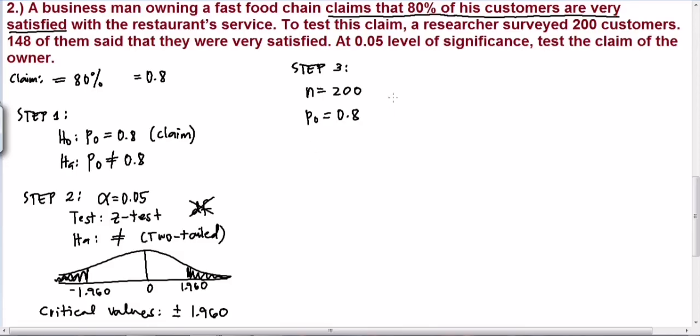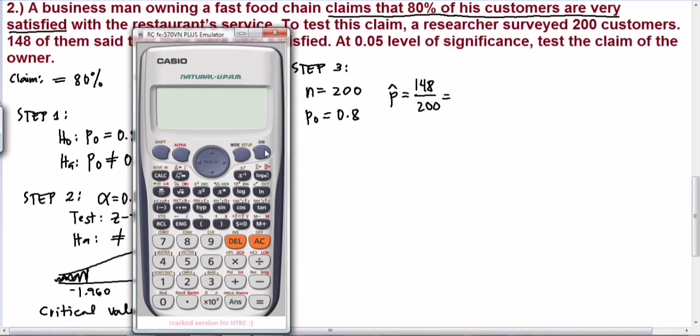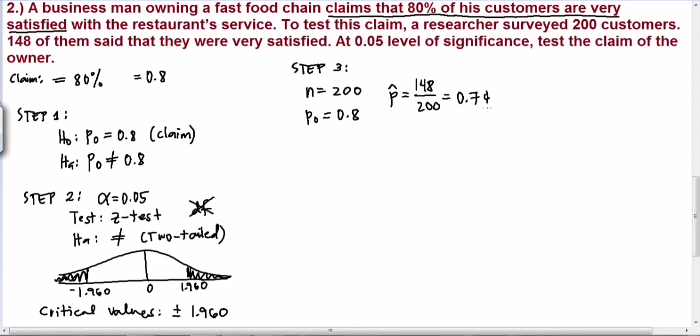And then, yung P cup natin, or yung sample proportion. So, 148 of them out of 200 said that they are very satisfied. Yun yung sample proportion. Okay? So, 148 out of 200. Ayan. Okay? So, kunin lang natin yung decimal, 148 divided by 200. So, the answer is 0.74. And then, salpak sa calcu.